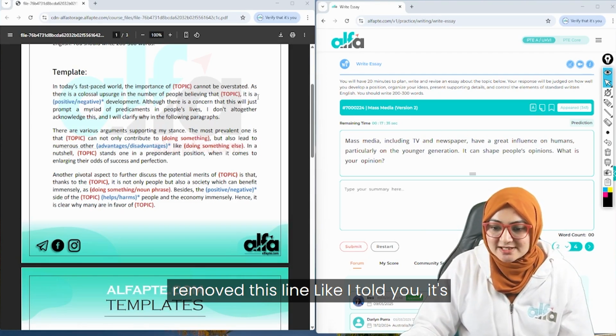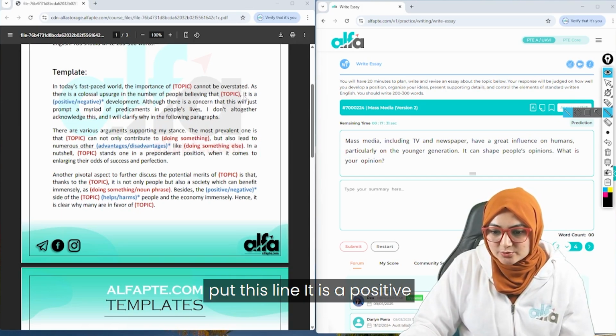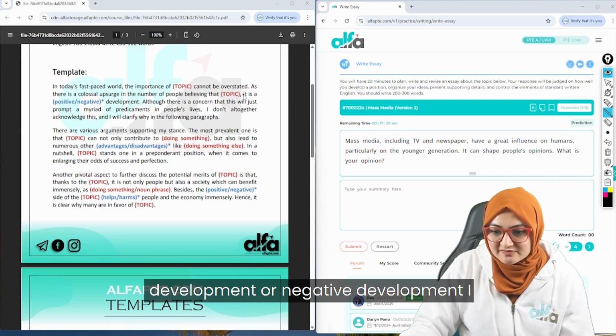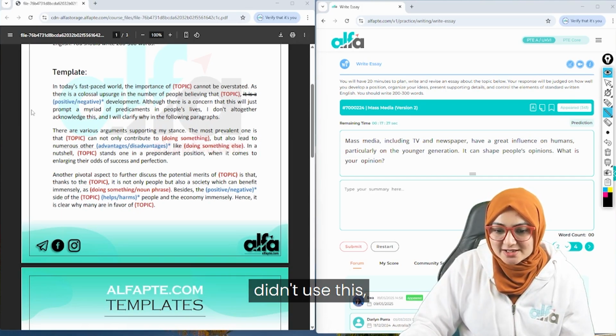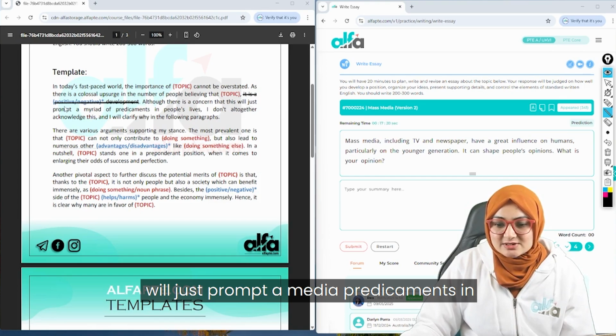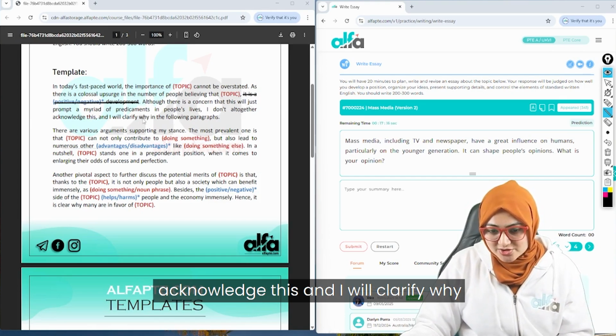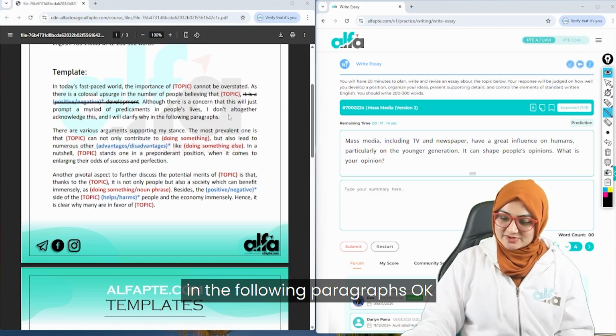I removed this line. Like I told you, it's not compulsory. So I didn't put this line. It is a positive development or negative development. I didn't use this. Although there is a concern that this will just prompt immediate predicaments in people's life, I don't altogether acknowledge this, and I will clarify why in the following paragraphs. Okay.